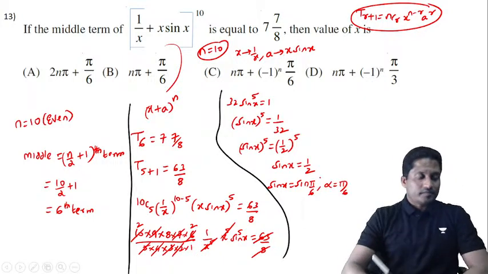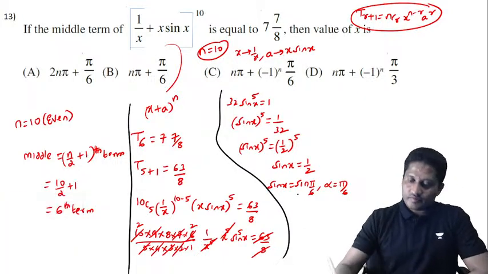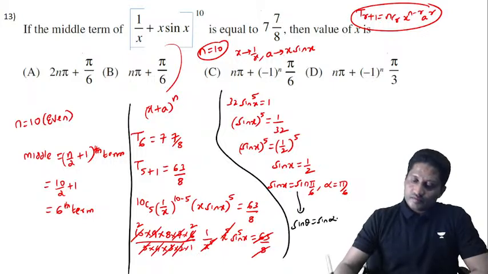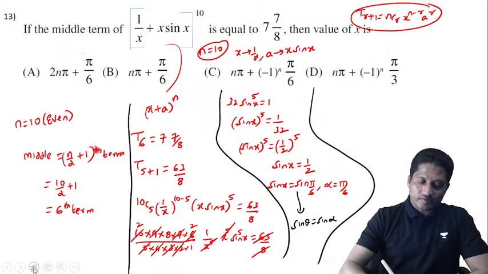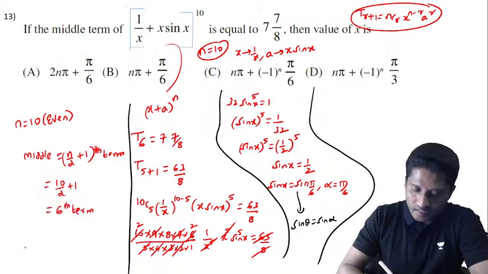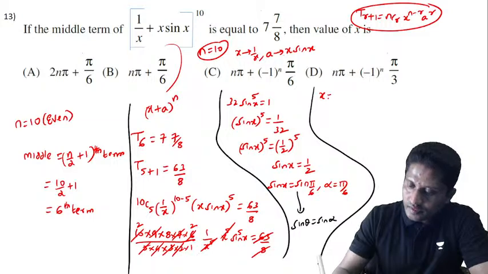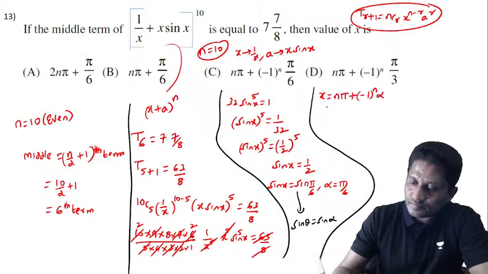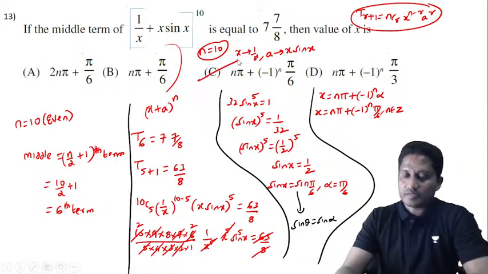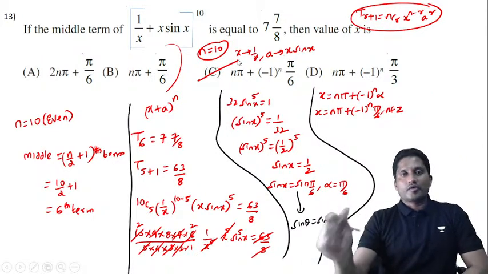Now this is of the form sin theta equal to sin alpha. General solution is theta is equal to n pi plus minus 1 power n times alpha. So x is equal to n pi plus minus 1 power n times alpha, where alpha is equal to pi by 6 and n is an integer. Answer will be option C only.